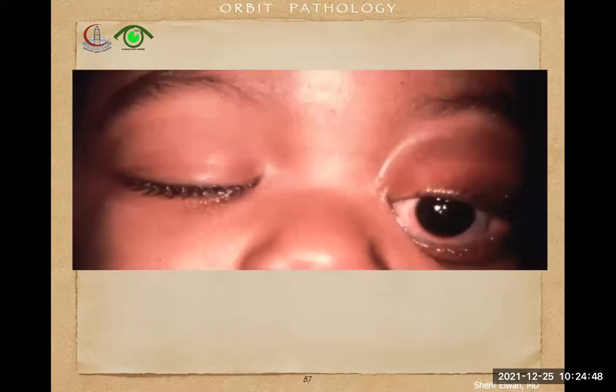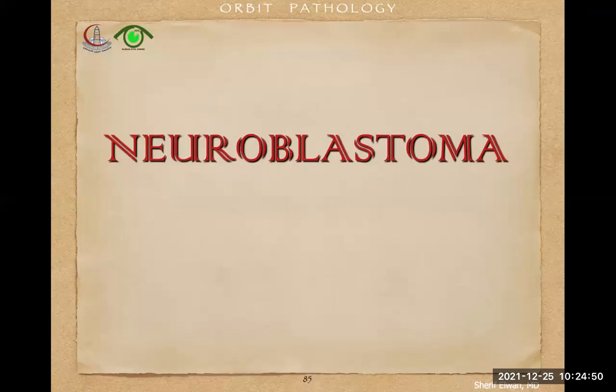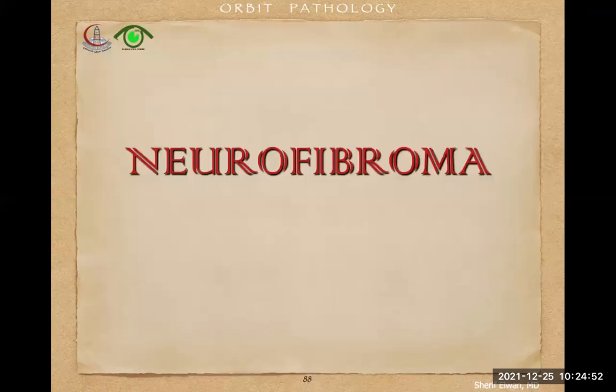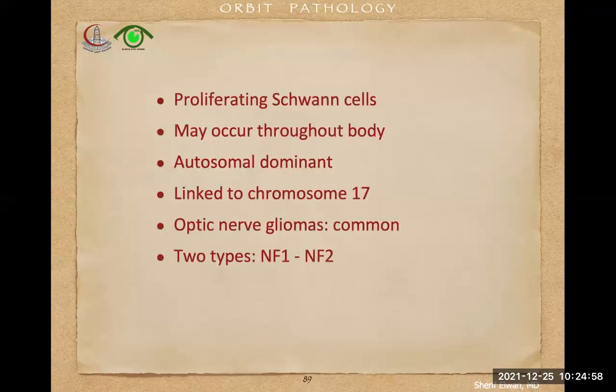Neurofibroma, the other one, was neuroblastoma from neuroblasts. The neurofibroma, this is a common or classic teaching issue. It is caused by proliferation of Schwann cells, which are the wrapping cells of the peripheral nerves that are responsible for regeneration of peripheral nerves when cut. May occur throughout the body, anywhere where nerves are present.